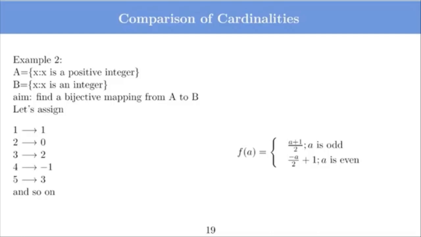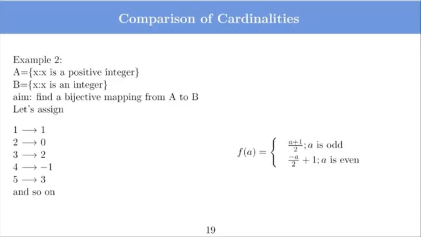It is mathematically written as: if a is odd, map a to (a+1)/2, and if a is even, map it to -a/2 + 1. Okay, so this means 1 is mapped to 1, and then 2 is mapped to 0, 3 is mapped to 2, 4 is mapped to -1. So you take one element in A, 1, 2, 3, 4, and if it is odd, map to the positive side, and if it is even, map to the negative integers, right? And this way you can map every positive element to one integer.